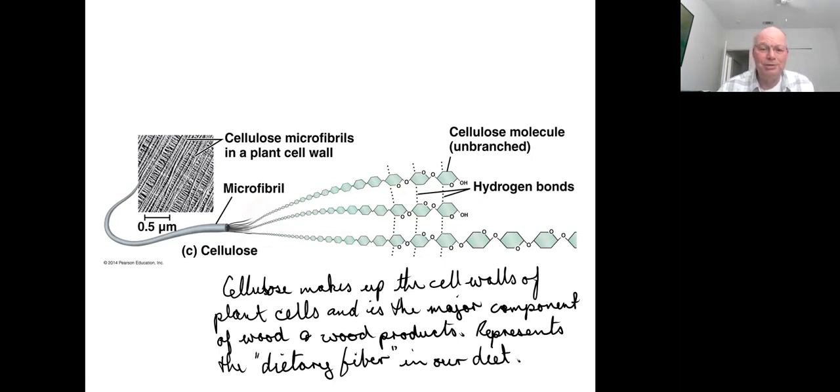It inhibits the absorption of large amounts of fat. It provides bulk in our diet, and so we feel full without consuming a lot of calories because we can't process the fiber. We lack the ability to break down the beta 1,4 glycosidic linkage because we are not fungi and we are not bacteria that can break it down. So it turns out that this is undigestible to us. It makes up our dietary fiber.